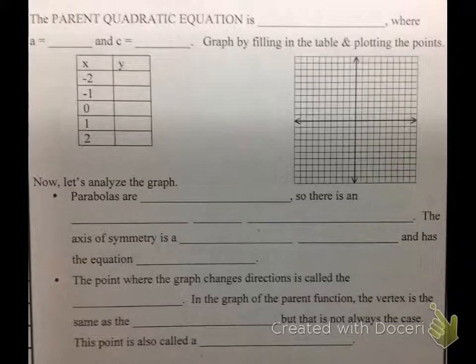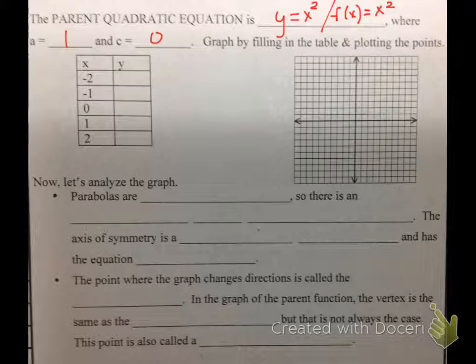Okay. The parent quadratic function is y equals x squared. Or in function notation, it would be f of x equals x squared. If you remember, what's the linear parent function? Yeah, it's y equals x. Now, the parent quadratic function y equals x squared is where a is equal to 1 and c is equal to 0.